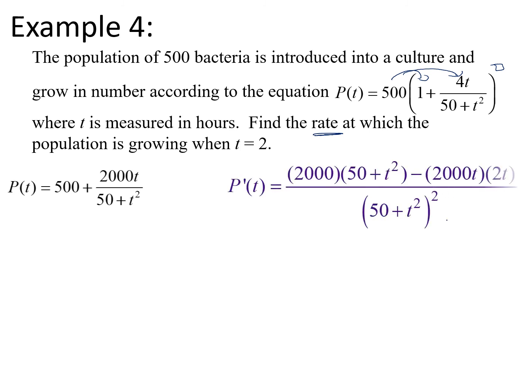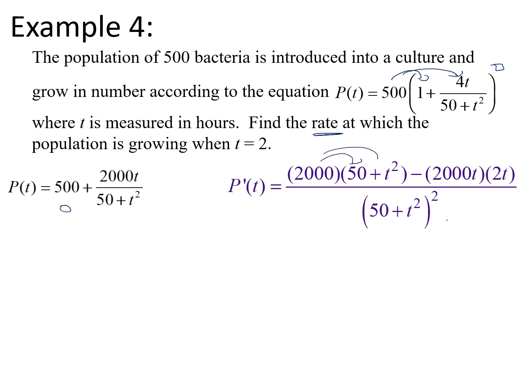All right, so p prime of t, the derivative of 500 becomes 0. And then we have our quotient rule. So the derivative of the top function becomes 2,000 times the bottom function minus the top function, 2,000t, times the derivative of the bottom function, which will become just 2t, all divided by the bottom function squared. So you could kind of work with it from this point. I am going to clean it up.